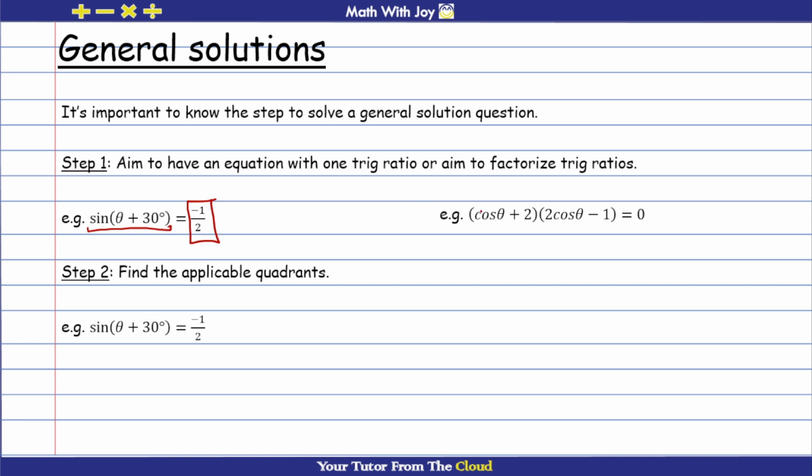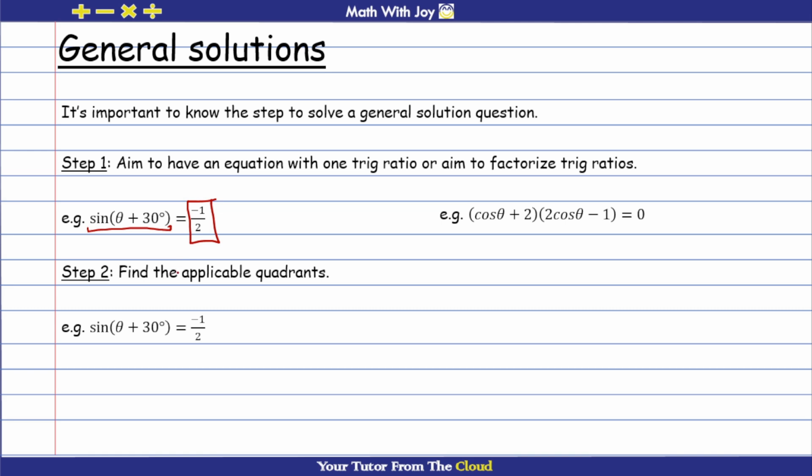If you can't do that, then you need to factorize. So we want to have it factorized. For example, we have cos theta plus 2 and another bracket 2 cos theta minus 1 equal to 0. So that's the first step. You want to have it like this.